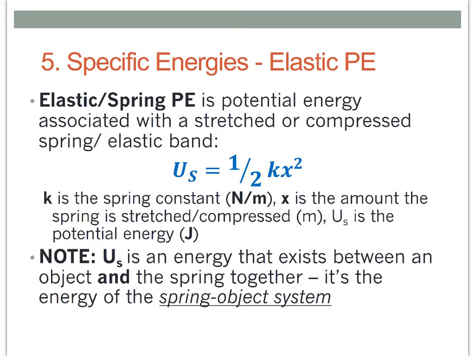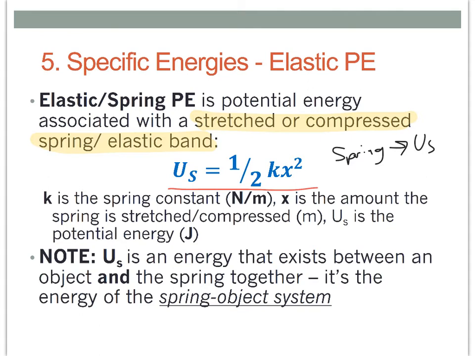Next we have elastic potential energy or spring potential energy, which is the energy associated with a stretched or compressed spring or elastic band. Okay, and so the key thing here is from now on, whenever you see something about a spring, that's going to immediately indicate to you that you have spring potential energy. The way we calculate it is U_s equals 1/2 kx squared. So U sub s is our spring potential energy.